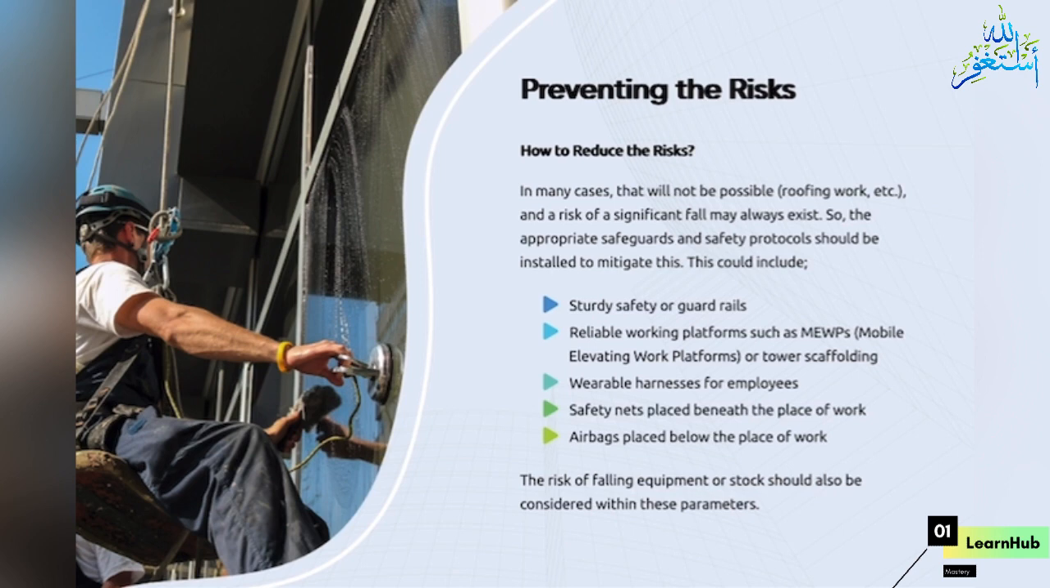sturdy safety or guardrails, reliable working platforms such as MEWPs, mobile elevating work platforms, or tower scaffolding, wearable harnesses for employees, safety nets placed beneath the place of work, airbags placed below the place of work. The risk of falling equipment or stock should also be considered within these parameters.